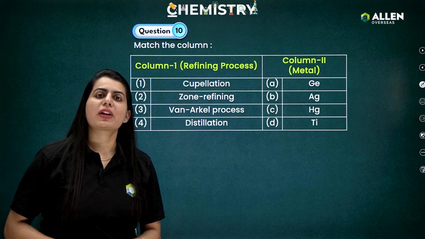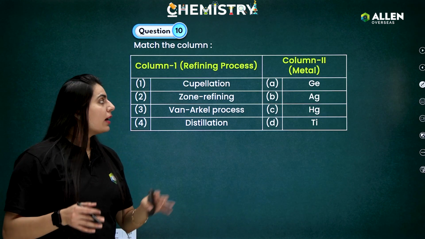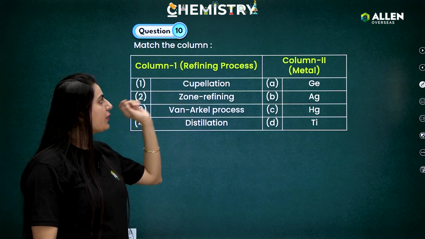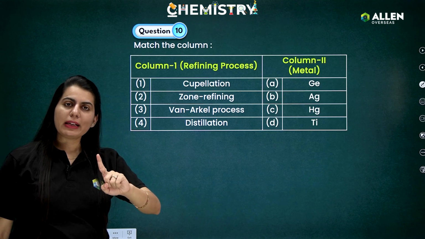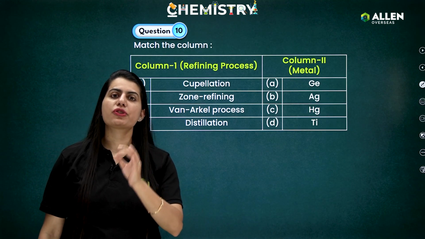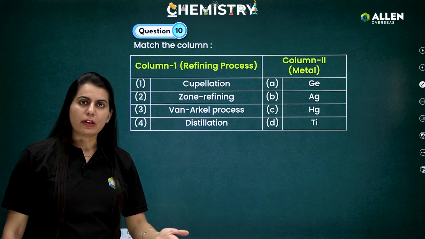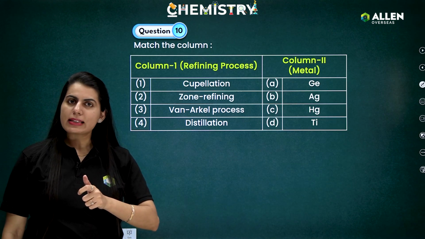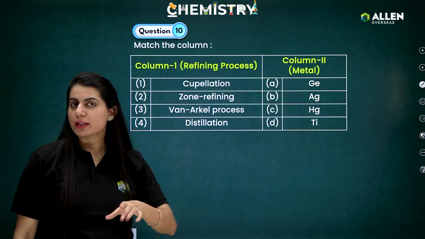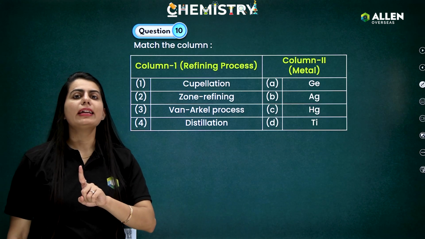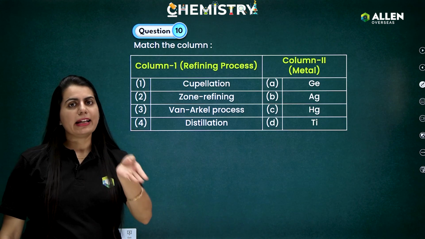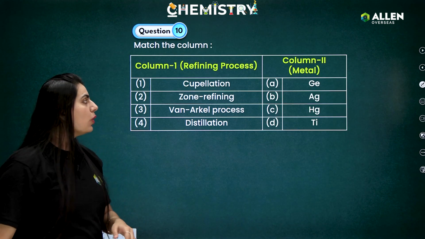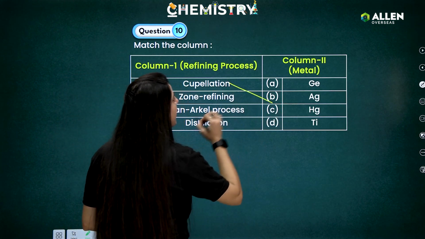Alright students, let's discuss question number 10, which is a question from metallurgy. The part mentioned here is refining of metals. When I talk about cupellation, it is a technique used for the refining of silver from impurities like lead. The basic principle is that the metal is not forming oxide because it doesn't have that much affinity, but the impurity has more affinity than silver, and thus lead will come out in the form of oxide. Silver will not form an oxide and will stay there. So cupellation is a technique for purification of silver.